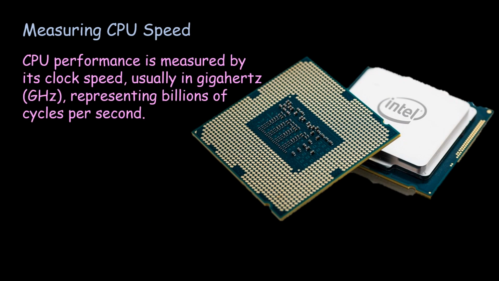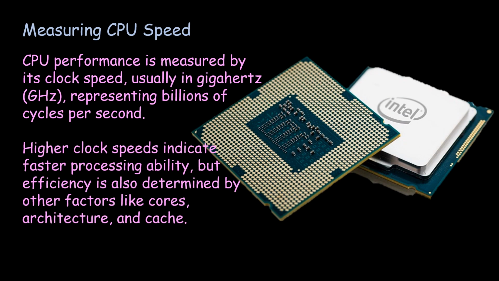Measuring the CPU speed. The performance of a CPU is often measured by its clock speed, expressed in gigahertz. It tells us how many cycles the CPU can perform per second. A higher clock speed generally means faster processing, but other factors like the number of cores, architecture, and cache memory also play important roles in performance.